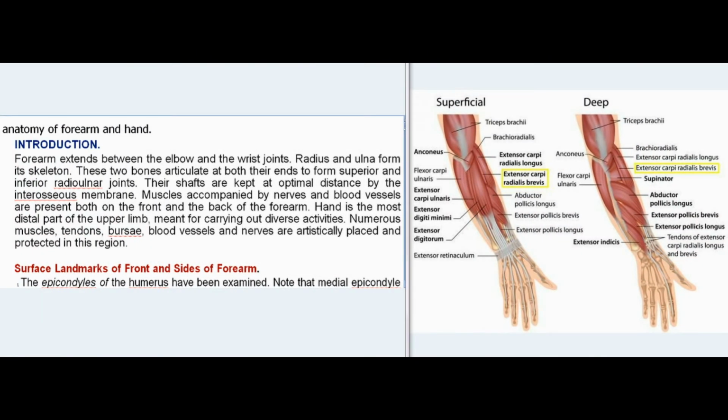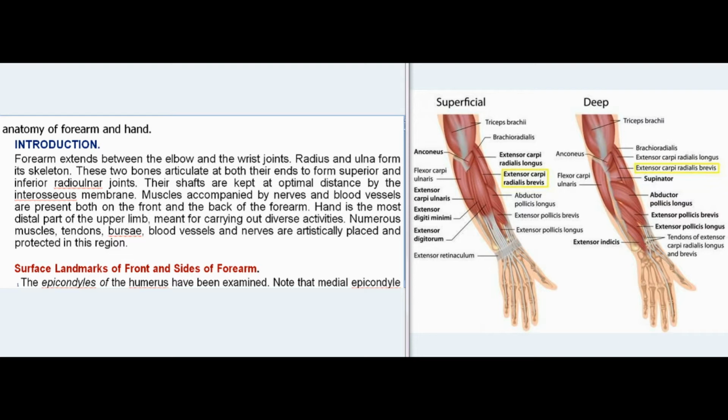Anatomy of forearm and hand. Introduction. Forearm extends between the elbow and the wrist joints. Radius and ulna form its skeleton. These two bones articulate at both their ends to form superior and inferior radioulnar joints. Their shafts are kept at optimal distance by the interosseous membrane.